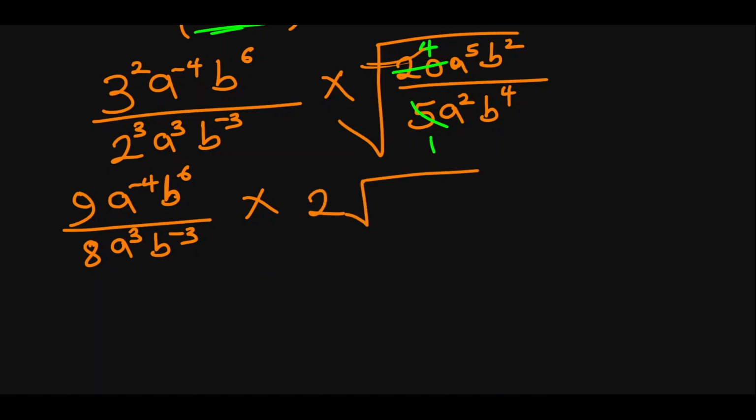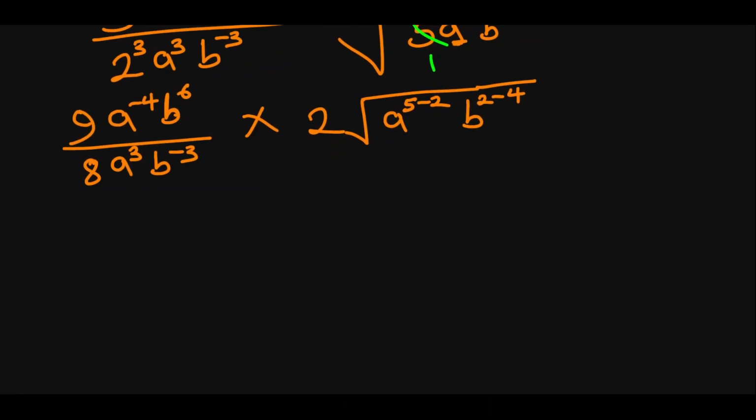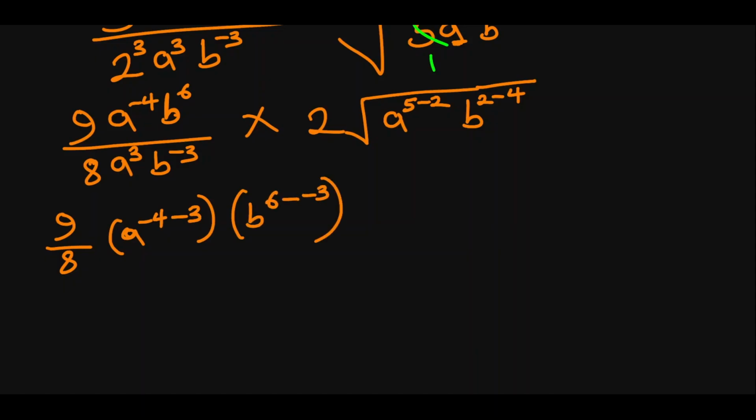Then let us now apply the laws here. A raised to power 5 is dividing a raised to power 2, which is a to the power of 5 minus 2. Then b to the power of 2 is dividing b to the power of 4, which is b to the power of 2 minus 4. If we do the same thing here on this side, we have 9 over 8, a to the power of minus 4 minus 3, b to the power of 6 minus 3. Then on this side we simplify further. This gives us 2 roots. A to the power of 5 minus 2 gives us a to the power of 3. Then b to the power of 2 minus 4 is b to the power of minus 2.